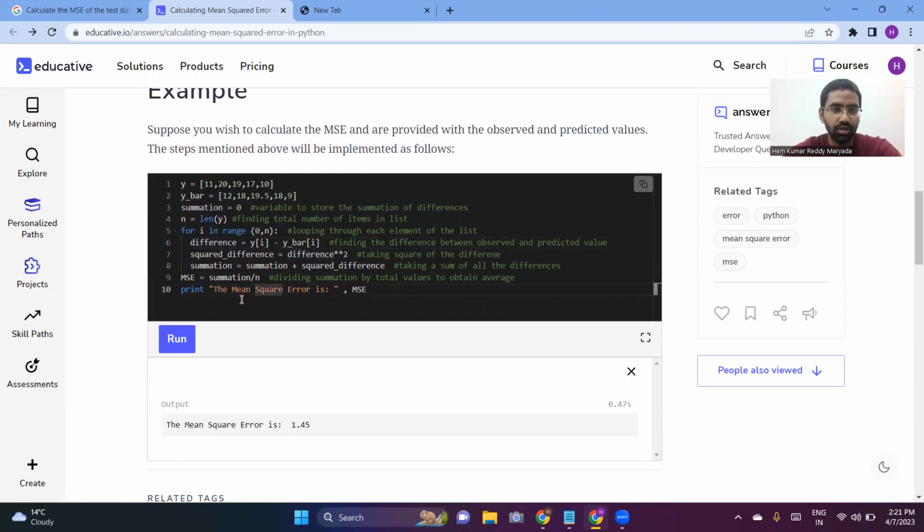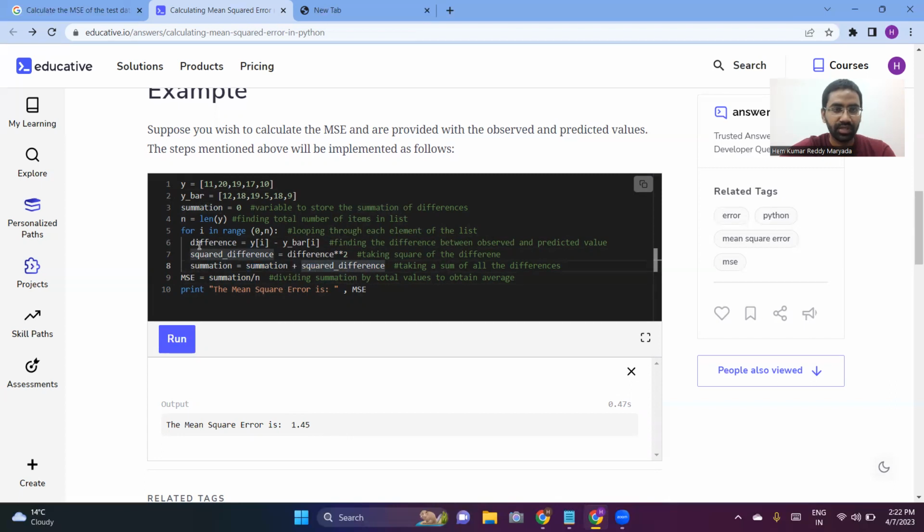If we try to understand this code from the bottom, in the print statement, anything we keep between the double quotes comes first, and later on the value comes. You can understand here, the mean square error is 1.45. So summation divided by n, where n is the length of y. Length of y is the number of elements in y, like count in Excel.